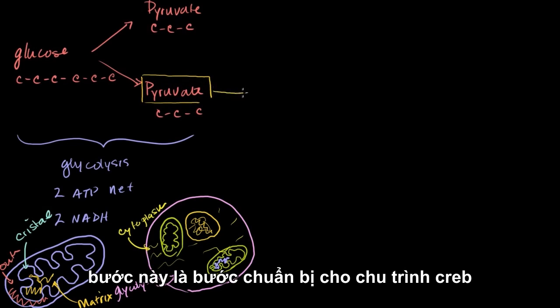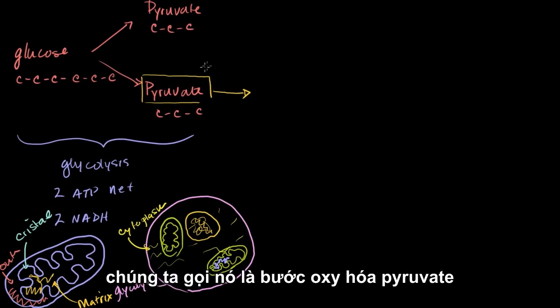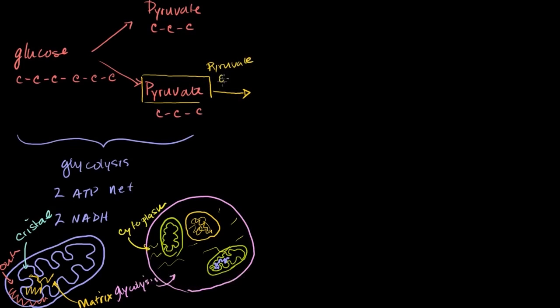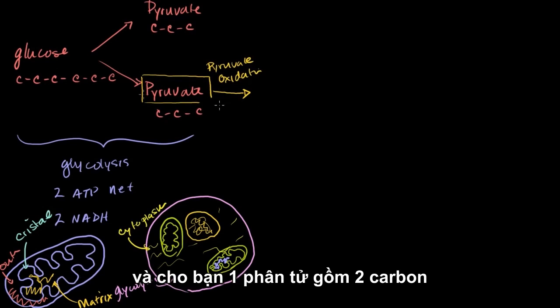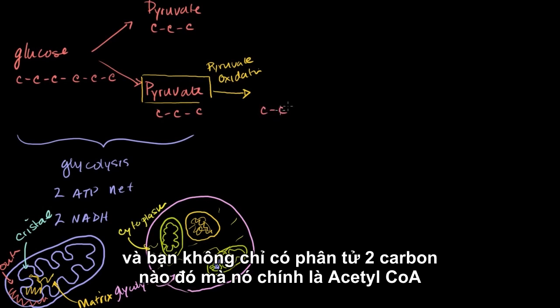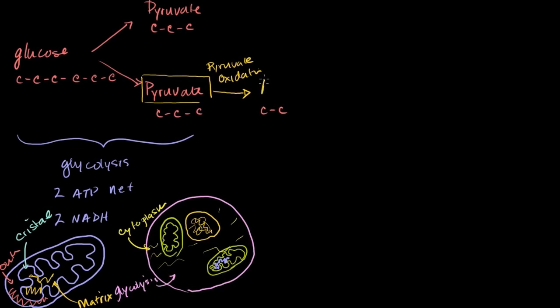So we have this kind of preparation step for the Kreb cycle. We call that pyruvate oxidation. Essentially what it does is it cleaves one of these carbons off of the pyruvate, and so you end up with a 2-carbon compound. You don't have just 2 carbons, but its backbone of carbons is just 2 carbons, called acetyl-CoA.